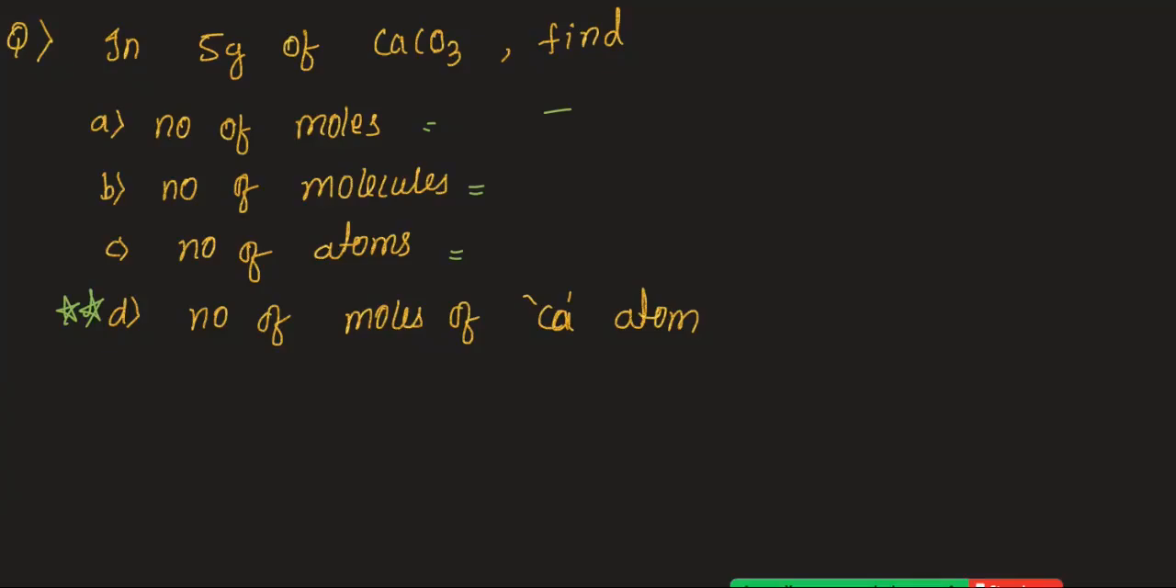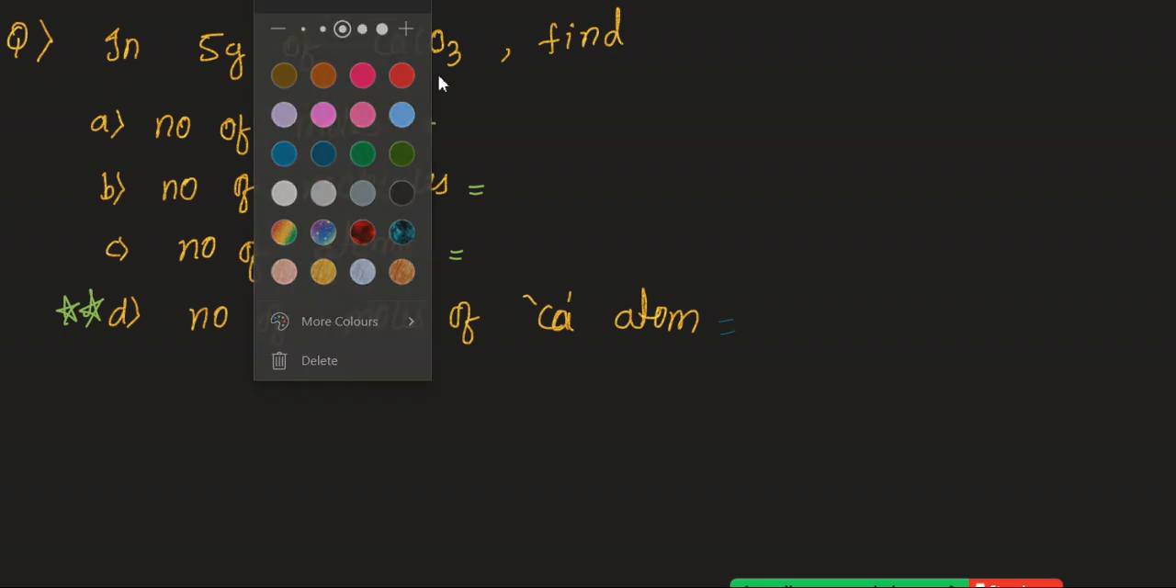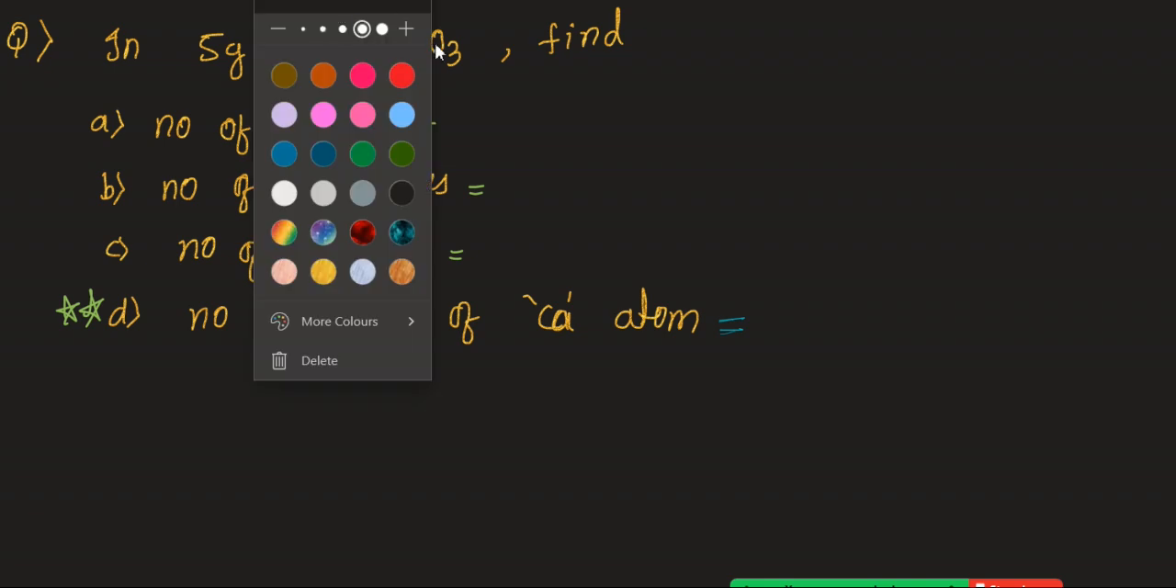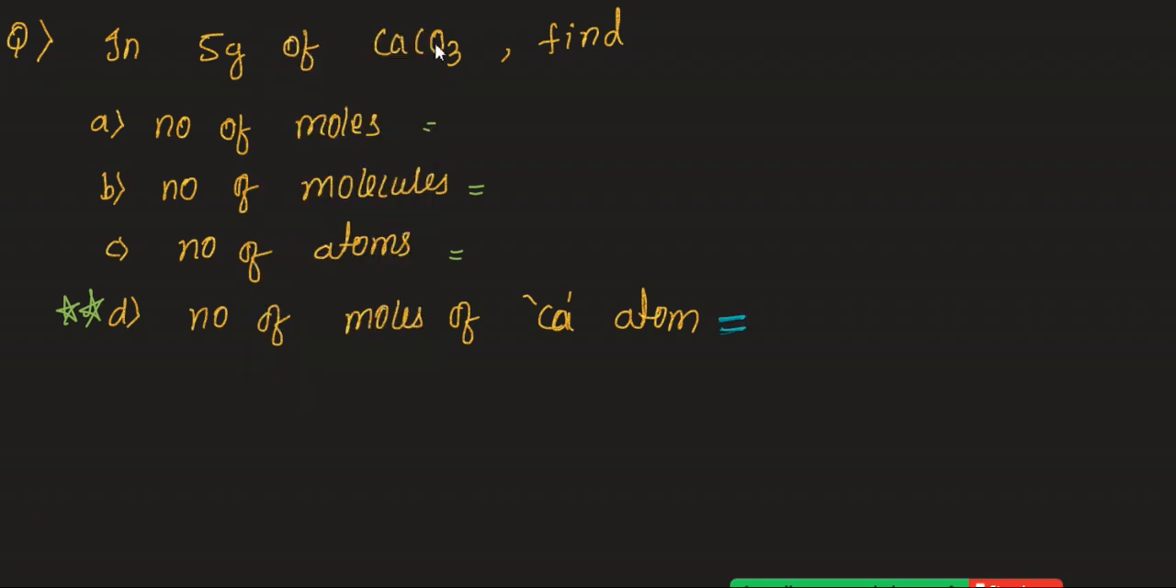5 grams of calcium carbonate, we have to find out the things. What are the things they are asking to find out? They are asking to find out number of moles, number of molecules, number of atoms, and number of moles of calcium atom. These are the 4 things they are asking to find out. Just quickly write down the question, or you can take the screenshot so that later you can write the question. Let me explain.